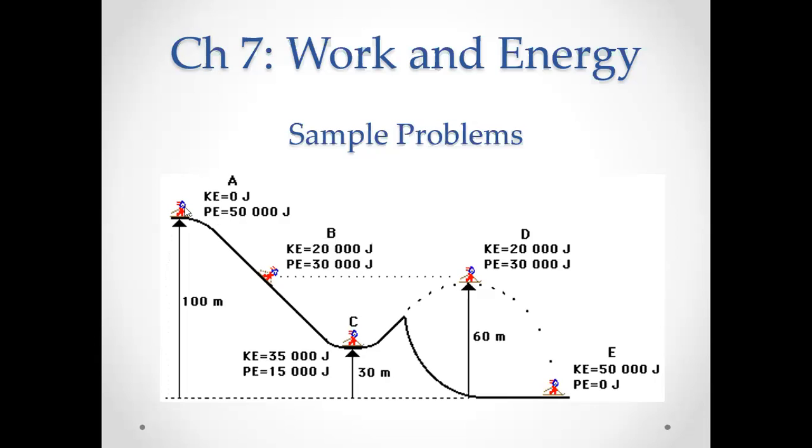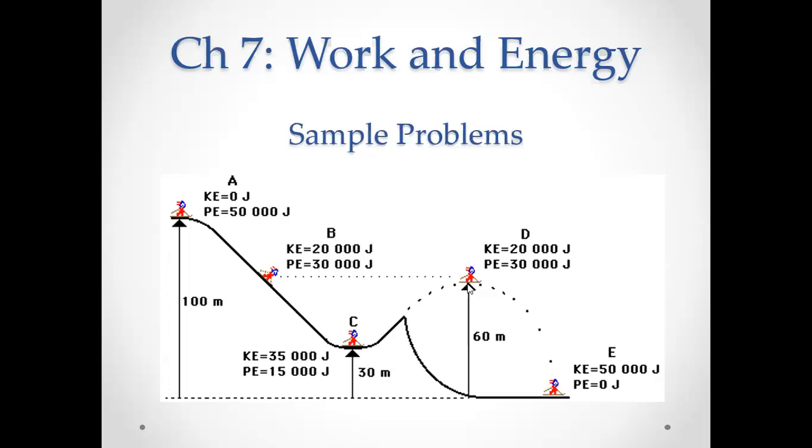And then as the person goes down the slope, their height above the reference line, the dashed line here, where the potential energy is zero, decreases. We see that as they get to this point, now they have less gravitational potential energy, now they have kinetic energy, but the total is still 50,000. They get down to point C here, and these are the values that go with that. So now it's even more kinetic energy, even less gravitational potential. They go up a ramp and they fly up into the air.